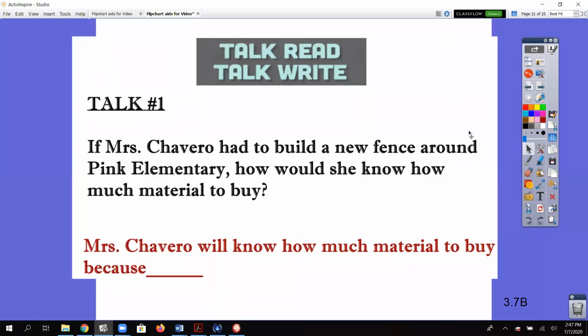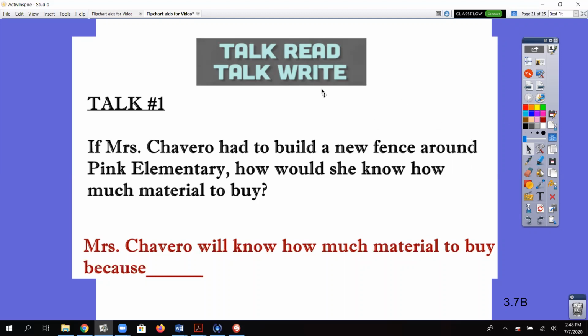Hello, today we're looking at a Talk Read, Talk Write using Perimeter 3.7b. This video is geared more towards teachers. If you haven't used Talk Read, Talk Write in your classroom, I highly encourage you to do so. It's really effective because it includes everything: reading, writing, speaking. The students are able to share. So this is just a quick little intro and something you can use in your classroom for Perimeter to get the students engaged in talking.